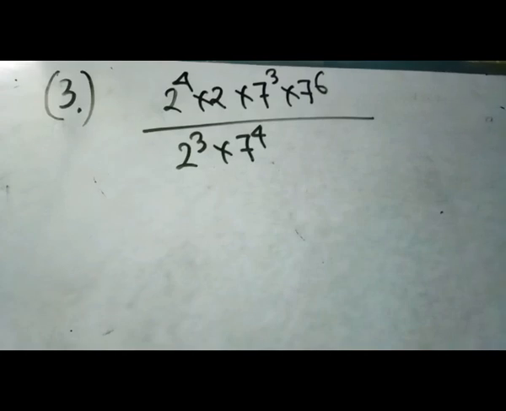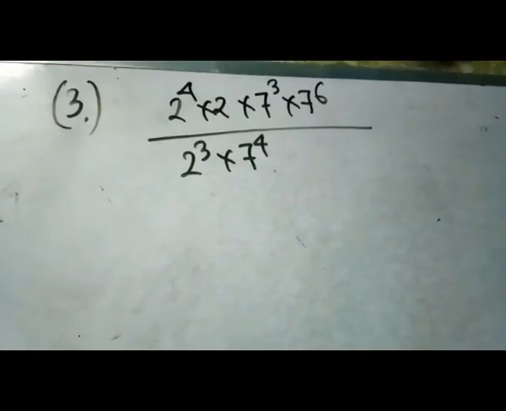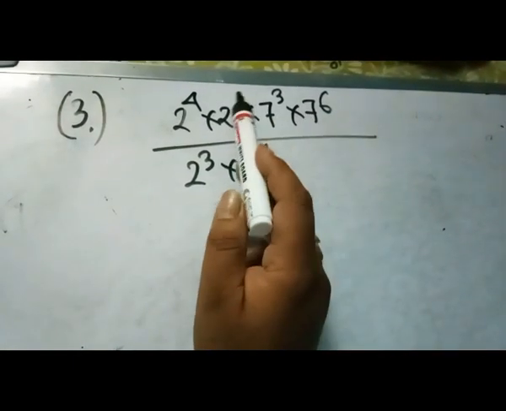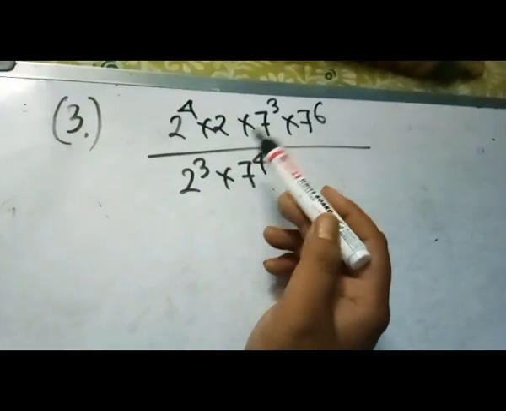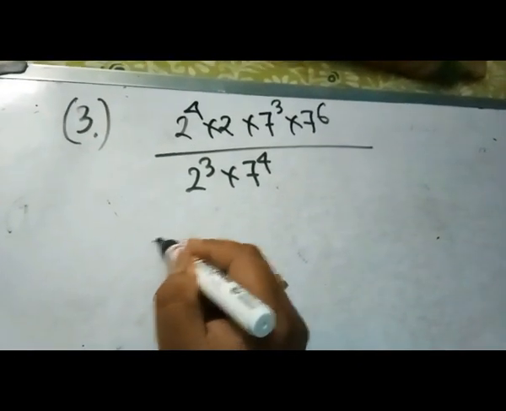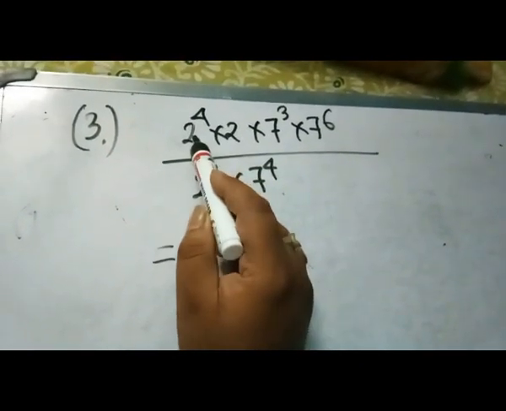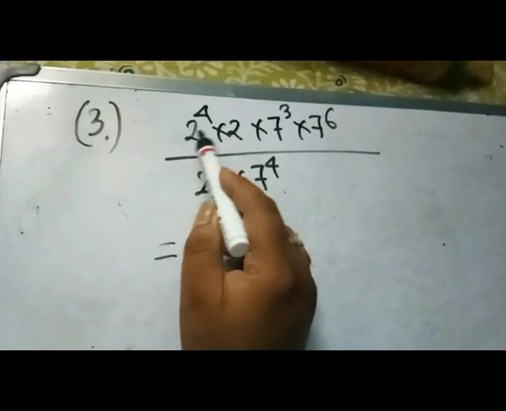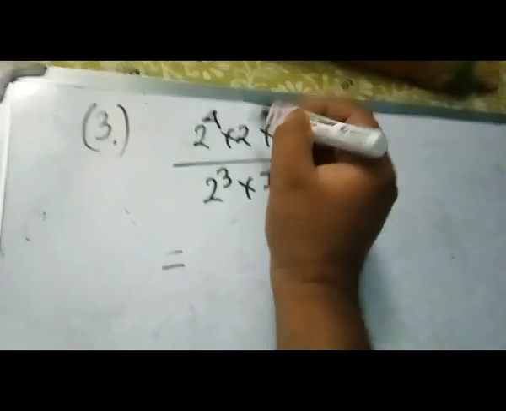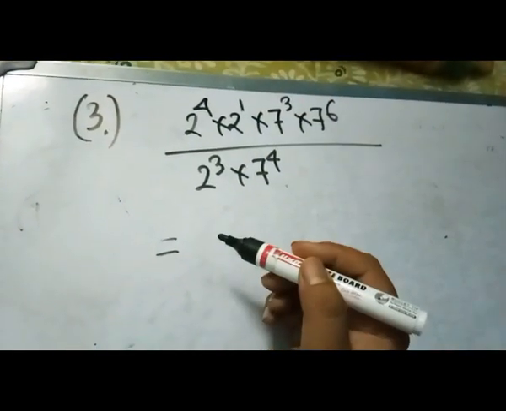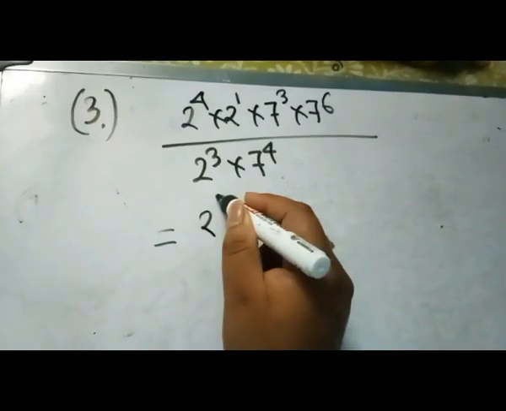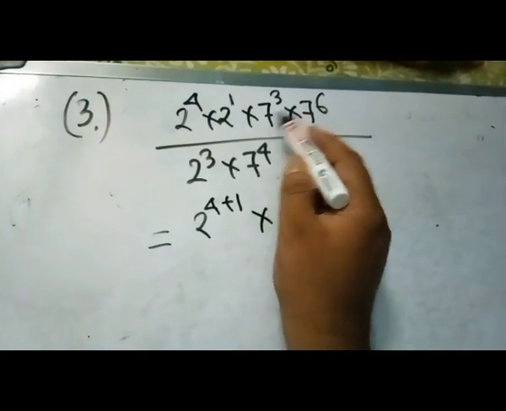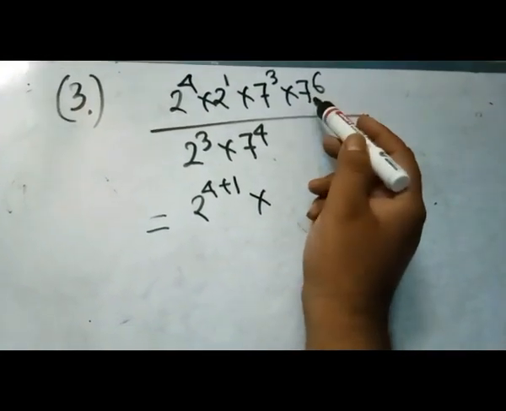Now students, you see another sum is written on the board. Here this is a combination of the product of 2 and 7 with their powers. Now what to do? You first go for the calculation with 2 to the power 4 and 2 to the power 1. Nothing is written here, meaning 1 is there. So write down 2 to the power 4 plus 1, into 7 to the power 3 and into 7 to the power 6. So how much is coming?